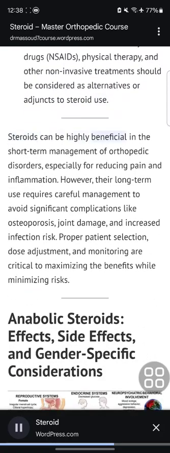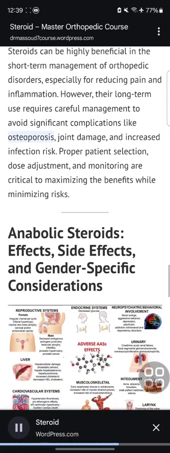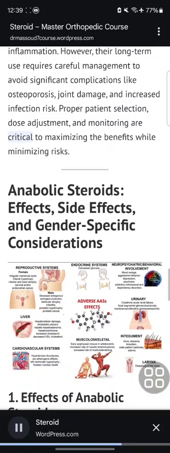Steroids can be highly beneficial in the short-term management of orthopedic disorders, especially for reducing pain and inflammation. However, their long-term use requires careful management to avoid significant complications like osteoporosis, joint damage, and increased infection risk. Proper patient selection, dose adjustment, and monitoring are critical to maximizing the benefits while minimizing risks.